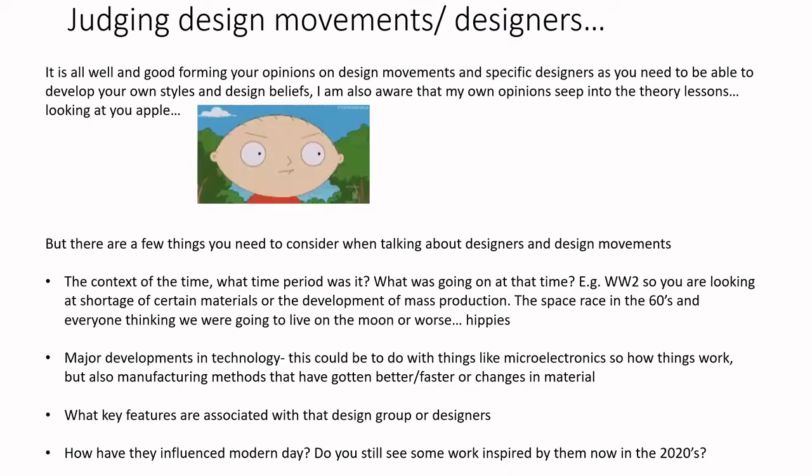The first one, probably the most important one, is the context of the time at which it was prominent. What was going on at the time when that design movement was popular? For example, World War Two, with issues around shortages of certain materials, and mass production starting to become a thing. In the 60s you have the space race, because America went to the moon. Everyone thought we were going to live on the moon or Mars, or even worse, hippies.